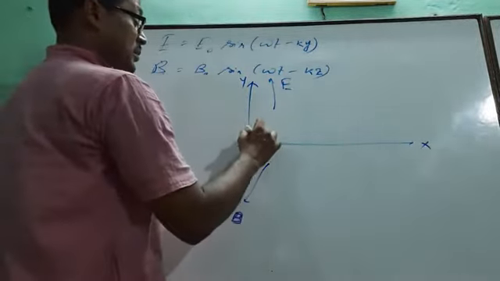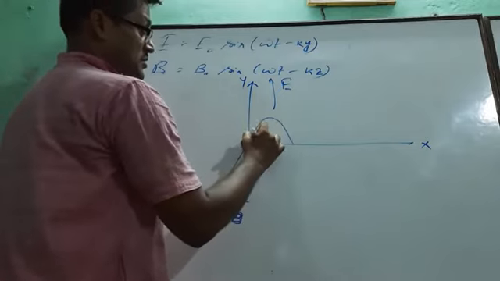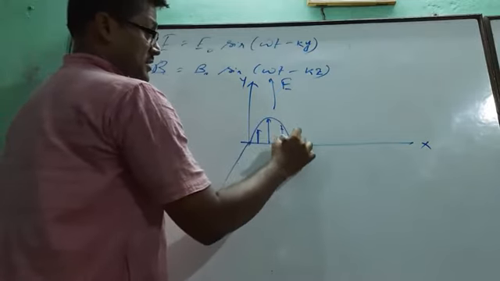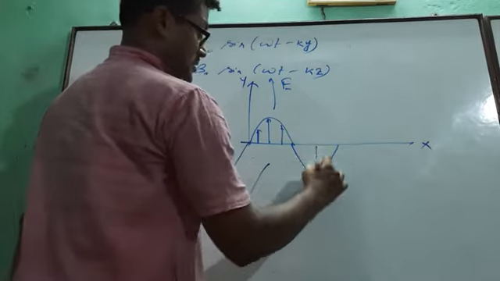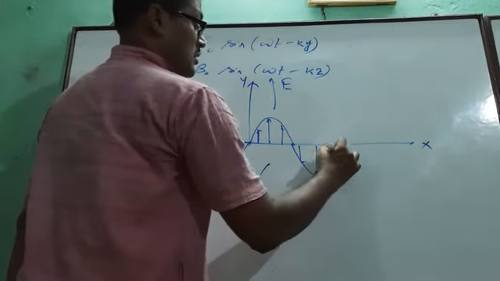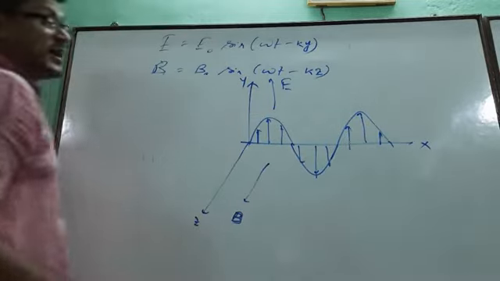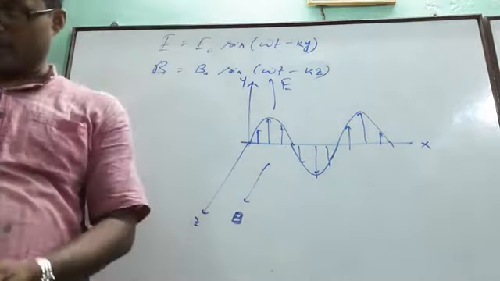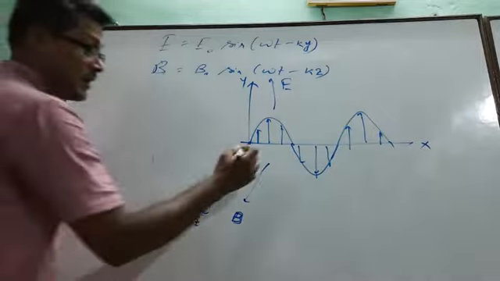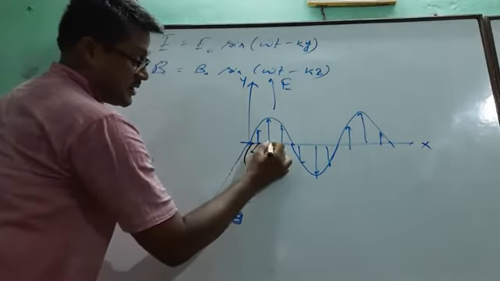Then the electric field is increasing, decreasing, 0. Again this. Again this. So this is the variation of the electric field. Now coming to the variation of the magnetic field. The magnetic field is this.